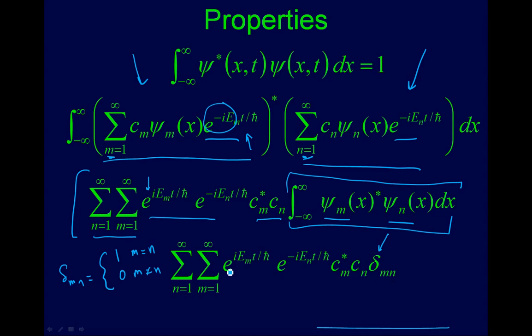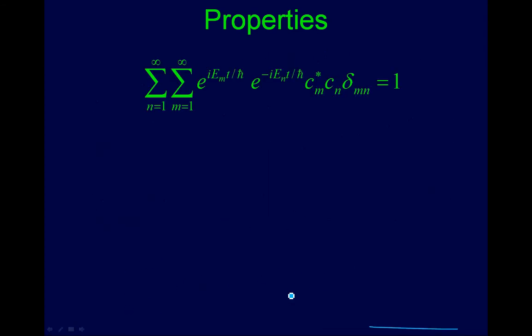All right. And so what that does here is it basically, in this sum, means that m has to equal n. Okay. And so if we do that, then what happens is these exponential terms cancel, because it only is true when En and Em are equal. And then when these two are equal, this is just the definition of Cn squared. And so we've got the sum of Cn squared equals 1.